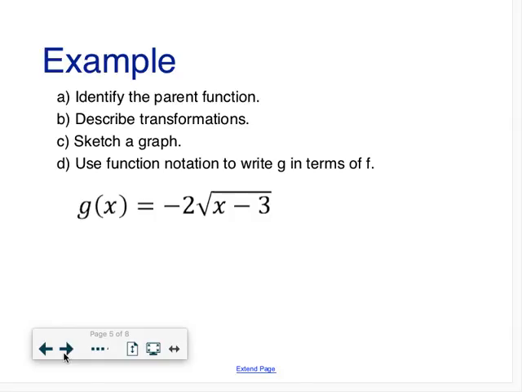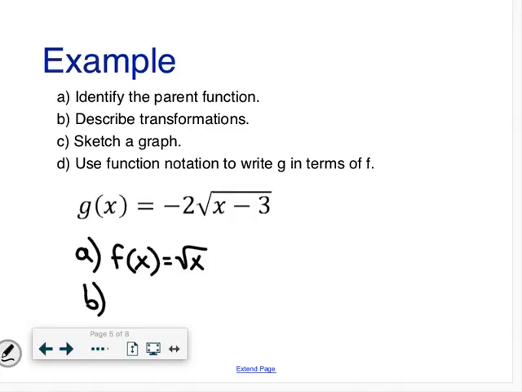Okay. So we've got g of x equals negative 2 times the square root of x minus 3. What's the parent function for this graph? F of x equals the square root of x. If you don't know what your parent functions are, look at your basic function sheet. Should be one of those. So it's like square root of x, x squared, absolute value of x, greatest integer of x, whatever that may be.